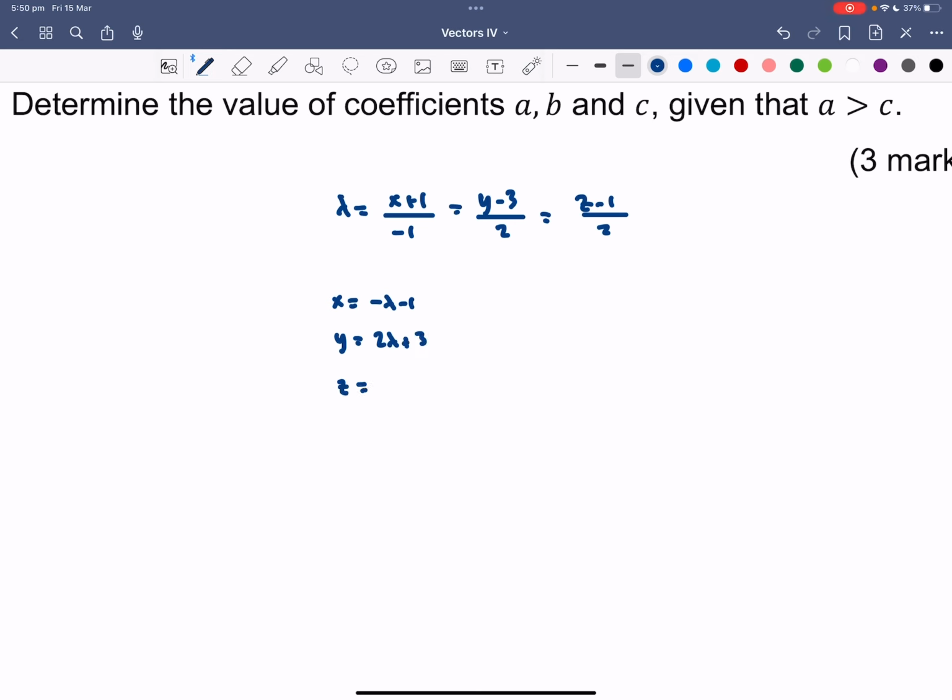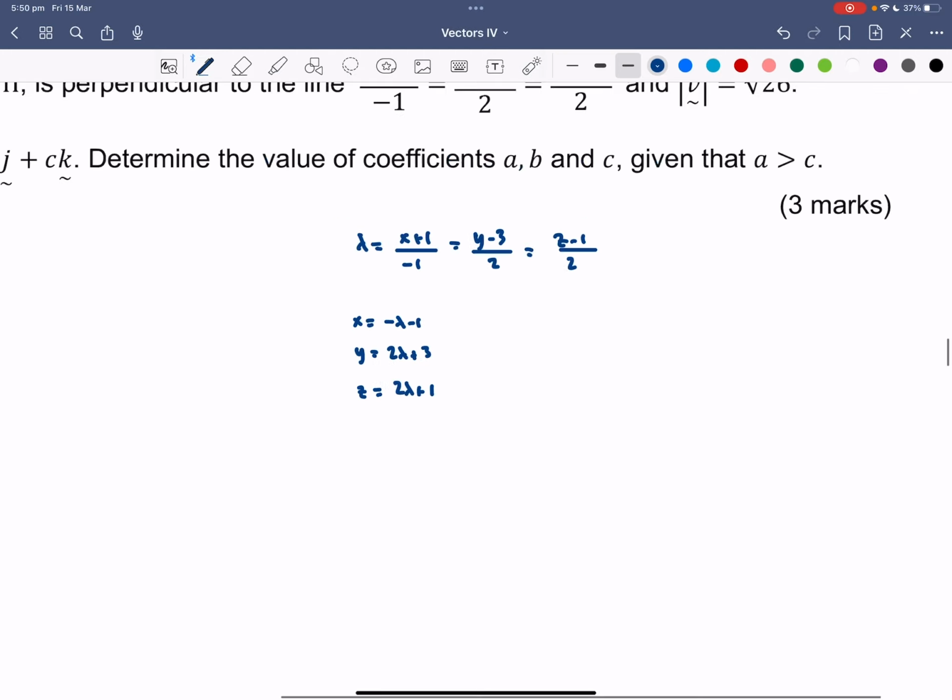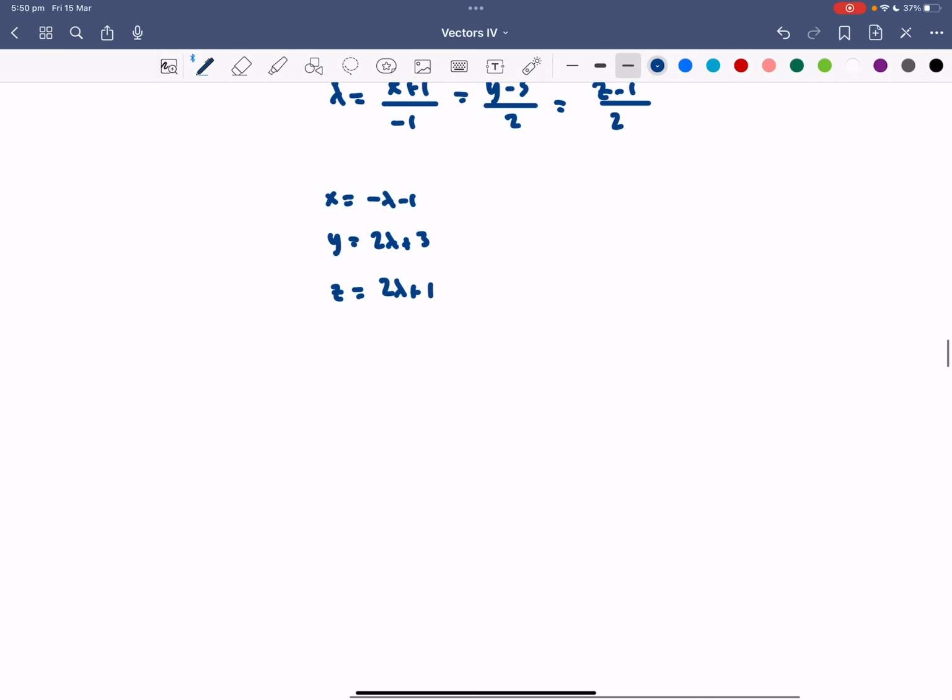And if I rearrange for z, that would be 2 lambda plus 1. So, effectively, another way of writing the equation of this line is r equals negative 1, 3, 1 plus lambda times the direction. Remember, the lambdas are this, and the bit without the lambdas is negative 1, 3, 1.